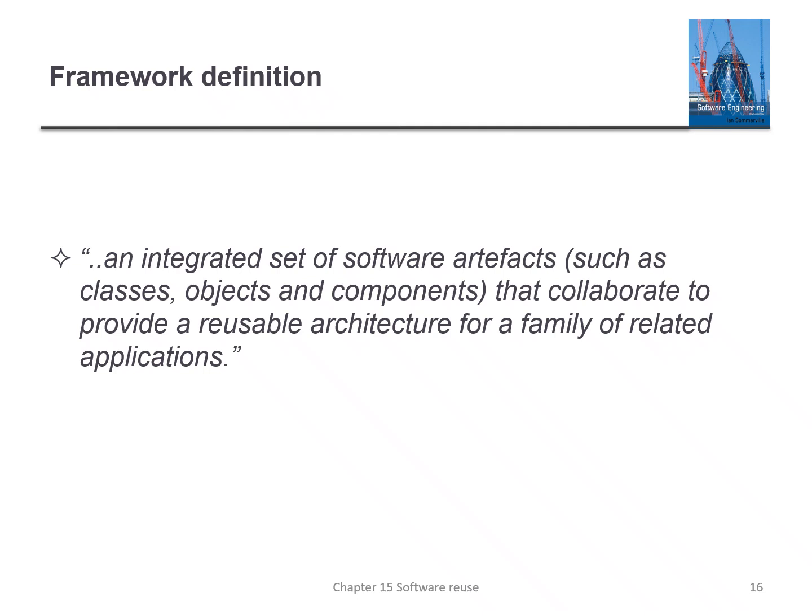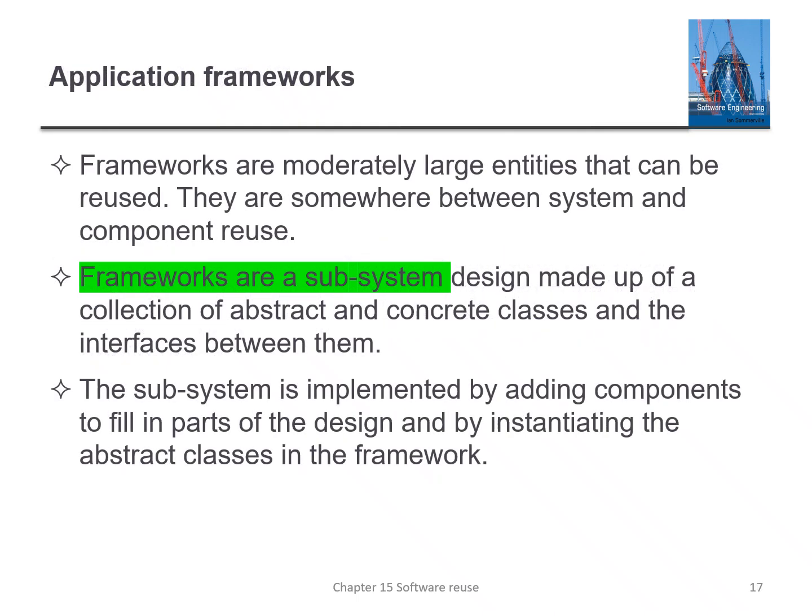Okay, so basically, application framework here is referring to a set of running programs which provide you core functionality. Okay, so in here it says frameworks are a subsystem design made up of a collection of abstract and concrete classes and interfaces between them. And this subsystem is implemented by adding components to fill in the parts of the design and by instantiating the abstract classes. So the new applications that are being built on top of this application framework will be extending the abstract classes.